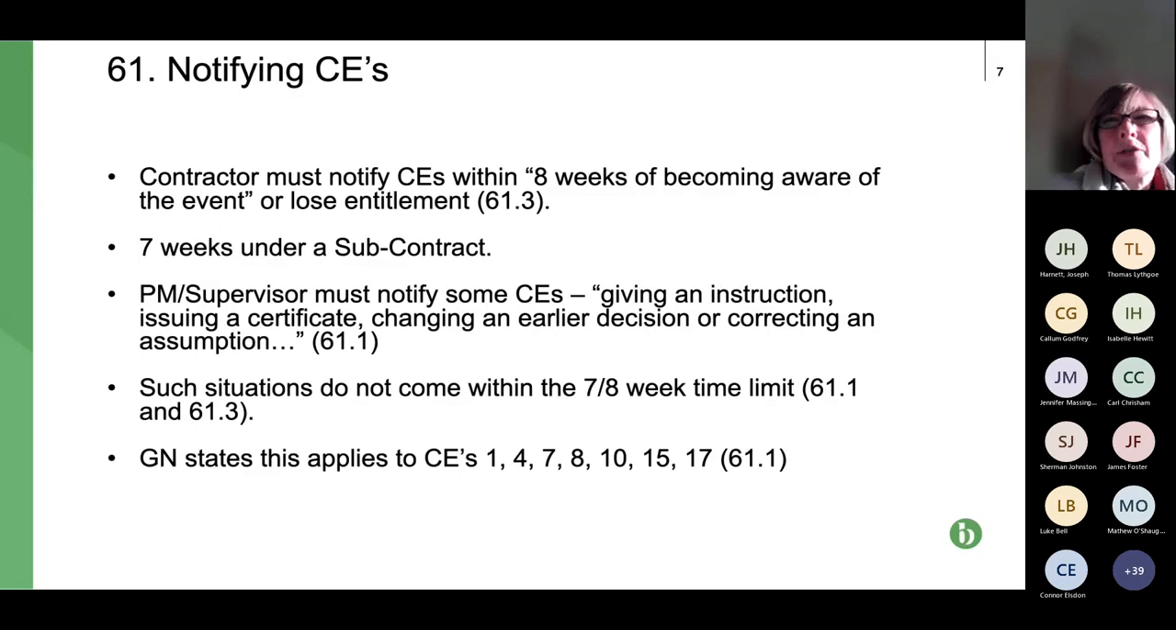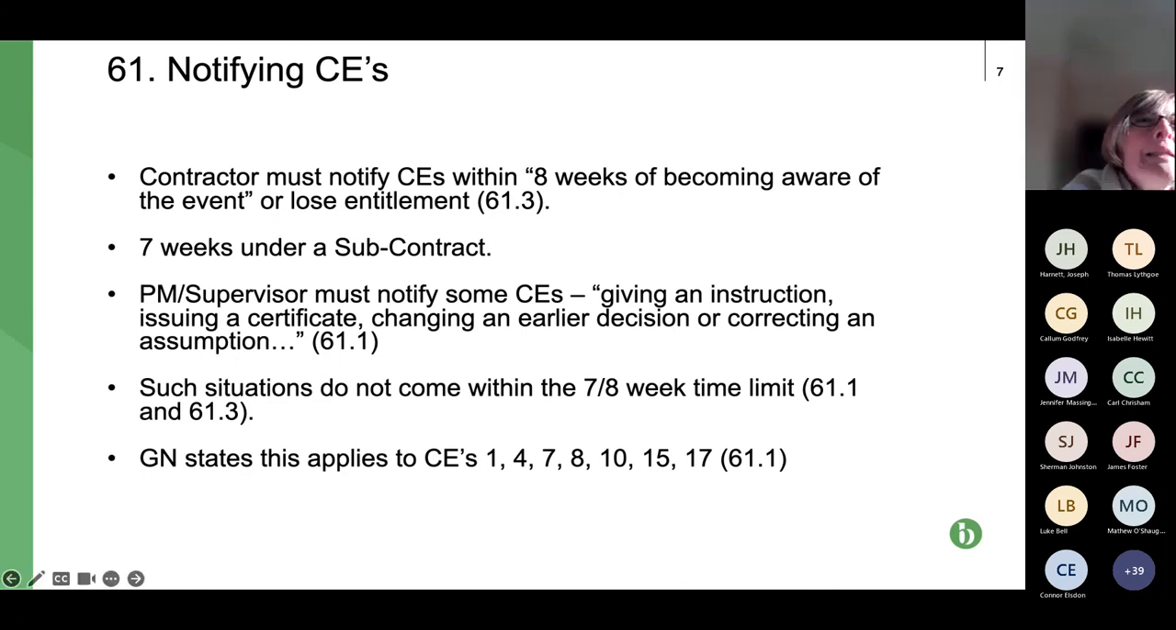Okay, so notifying. So we know this is this condition precedent, so really nasty clause that means that if you don't, as a contractor or a subcontractor, notify the CE within the time limit, you've still got to do the work, but you don't get paid, you don't get any extra time. Under a subcontract, it's a 7-week period, but as I've said before, often the Z clauses reduce that further.